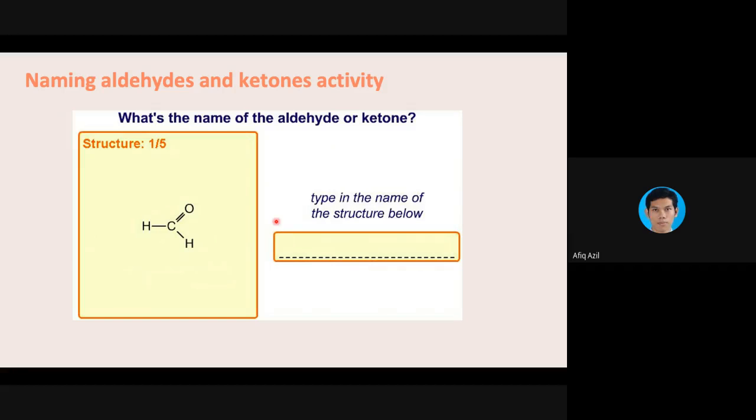So what is the name of this aldehyde or ketone? One way, first check the number of carbon. This one has only one carbon. So if there is only one carbon, you already know that the root name, if it's an alkane, is methane. Then check whether it is an aldehyde or a ketone. If ketone, there must be 2 R groups, but here both sides are hydrogen. So the name from methane will change into aldehyde. So the name should be methanal.